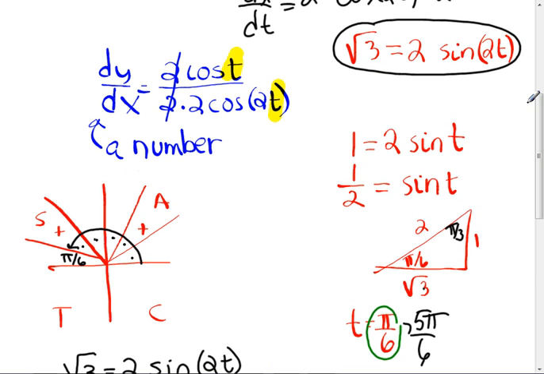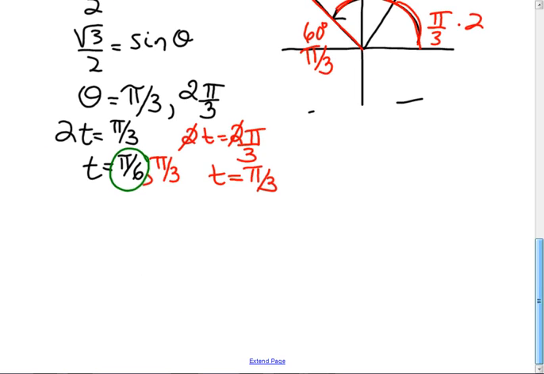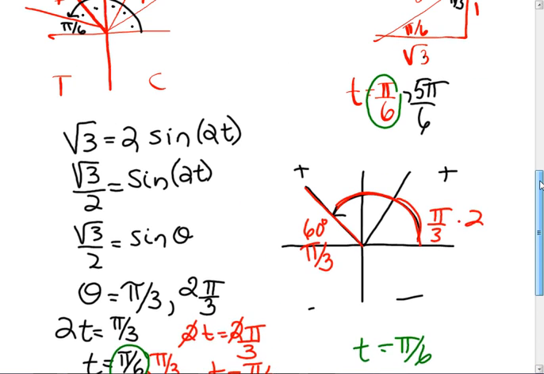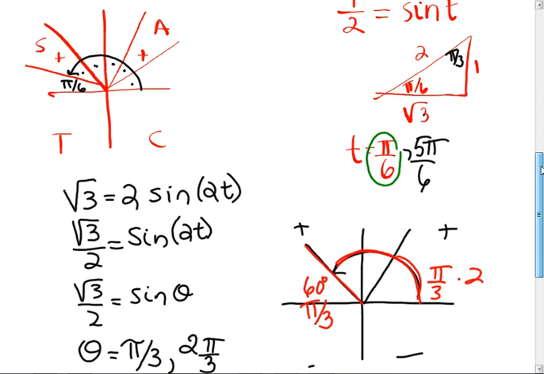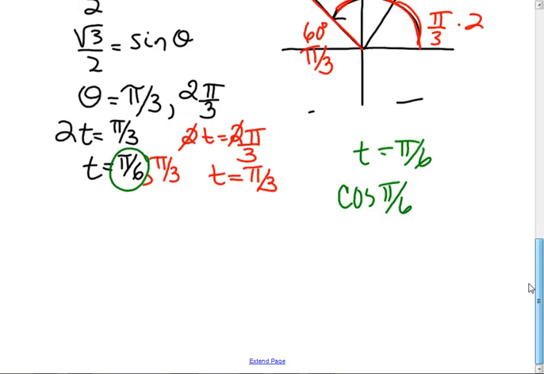So what's the cosine of t? So t is equal to pi over 6. I'm kind of out of space, but anyway. The cosine of pi over 6, if I go back to my triangle, is cosine of pi over 6 right here. Square root of 3 over 2. So that's the square root of 3 over 2.